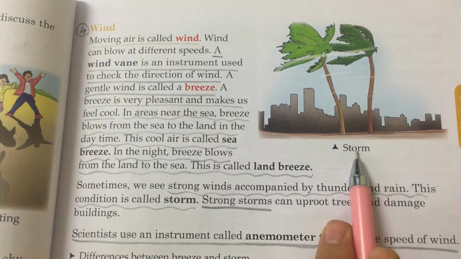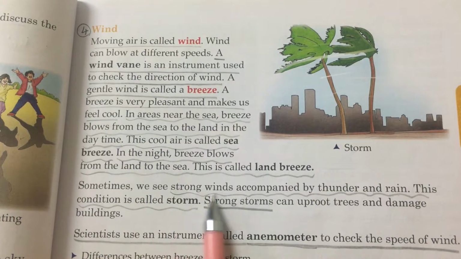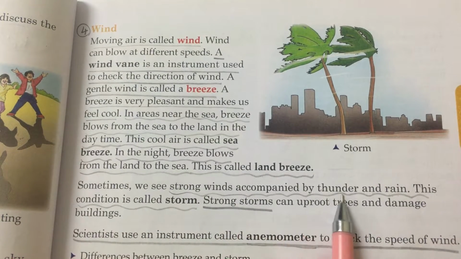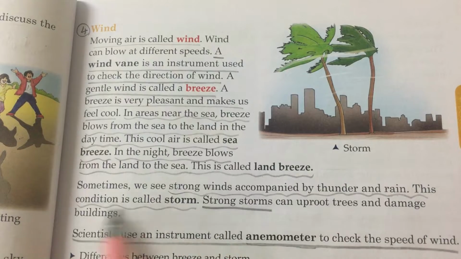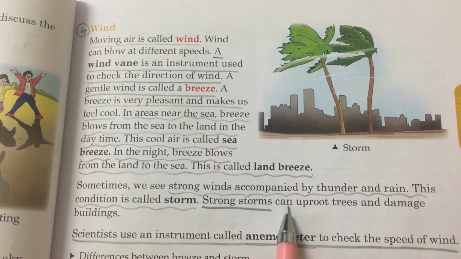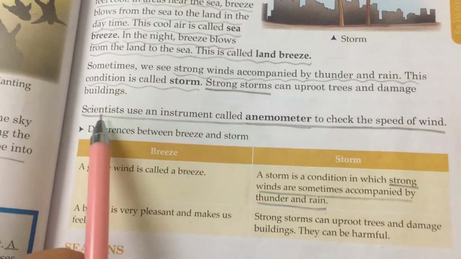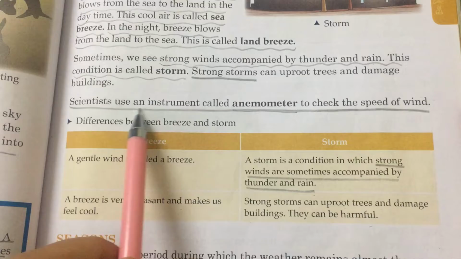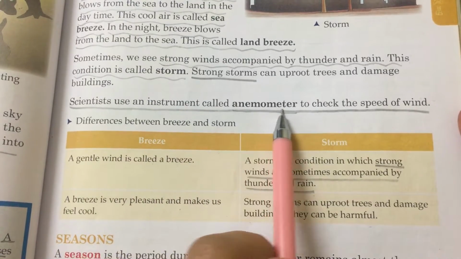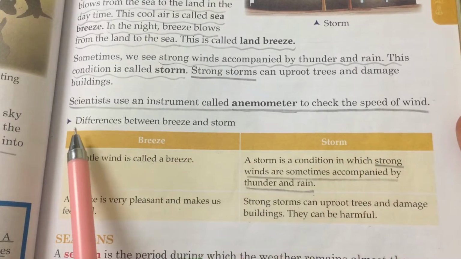And this is the picture of a storm. Sometimes we see strong winds accompanied by thunder and rain. This condition is called a storm. Strong storms can uproot trees and damage buildings. Scientists use an instrument called an anemometer to check the speed of wind.